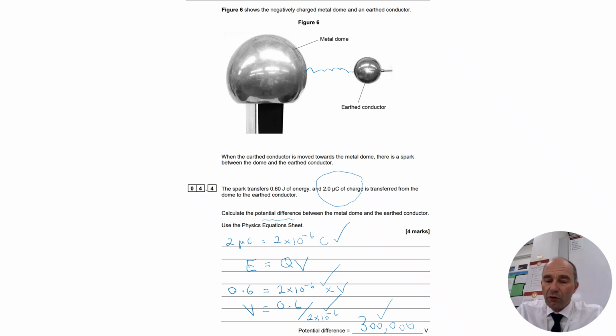Now, if you don't use the conversion and you use the value of 2 all the way through, you're going to be out by a factor of 1 million. You only lose 1 mark from doing it. So even if you don't convert or you convert incorrectly, you still can achieve 3 marks on that particular question.